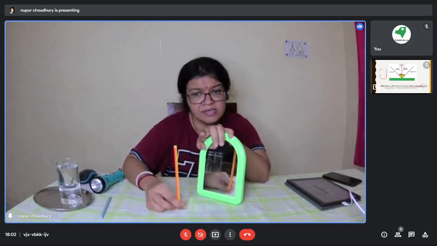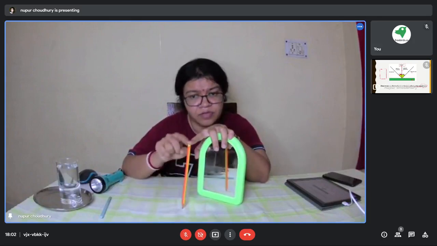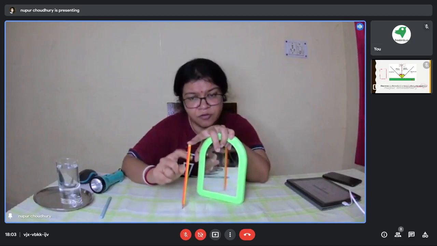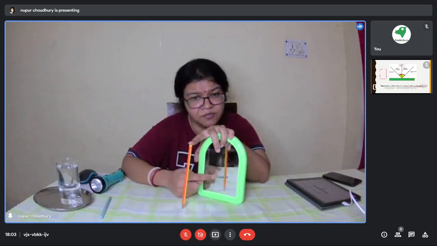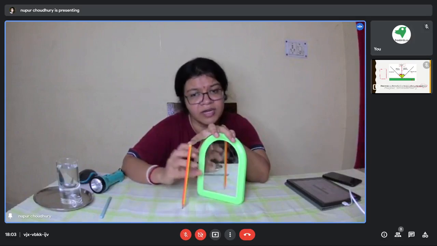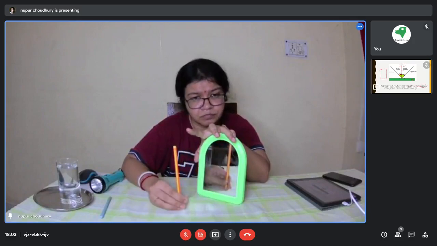So we see this pencil the way it is because the light from this object is getting reflected from this surface, and when it is reflected from this surface, we can actually see the image of this particular pencil here.